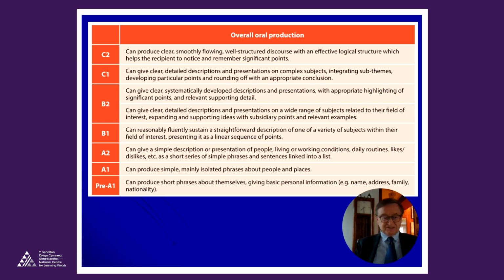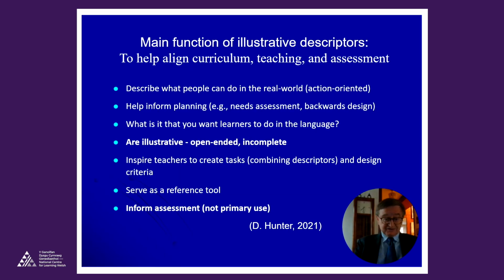As you see, descriptors from the lowest pre-A1 level to C2 level, the highest in this scale, indicate the ability of summarizing what it means to be able to use language in oral mode at this or that level. The main function of such illustrative descriptors may be understood as helping to align curriculum, teaching, and assessment, because they describe what people can do in the real world. And this is the action orientation.